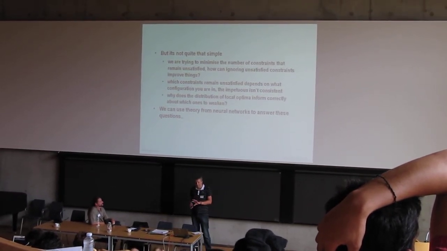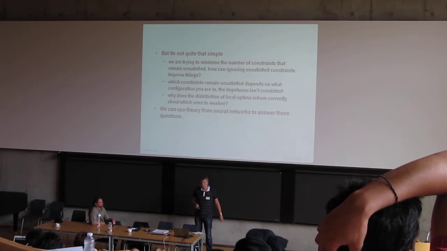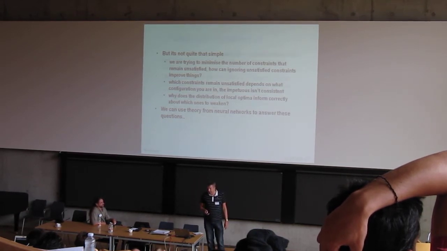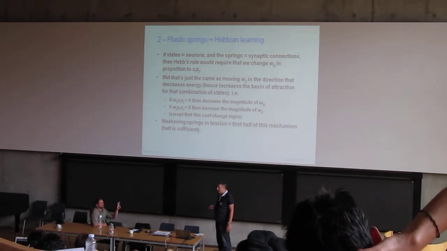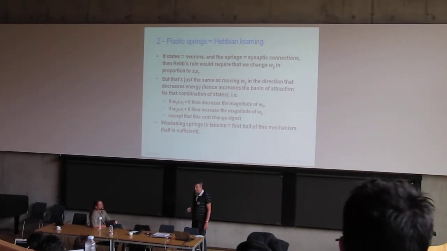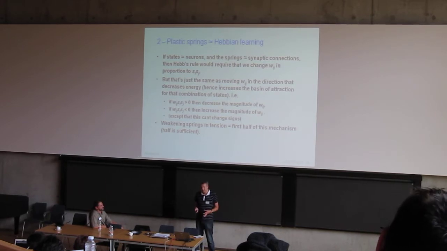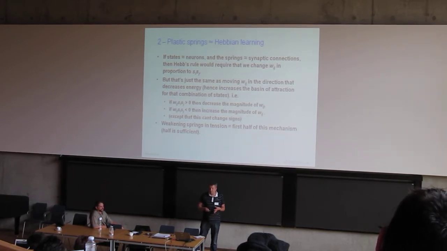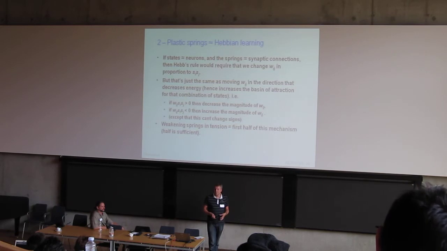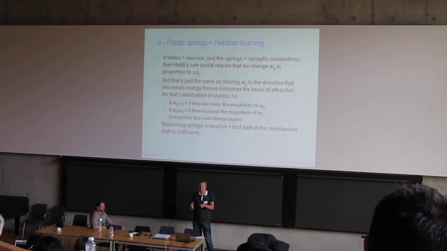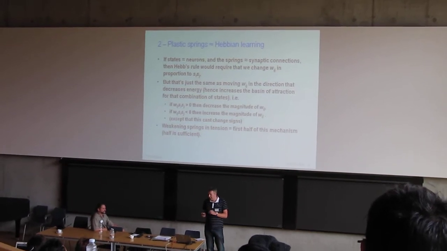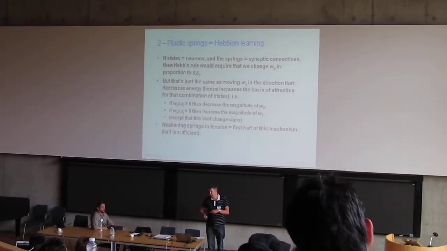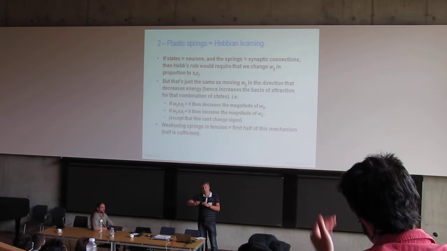So we can understand how this works using theory from neural networks. And that's because plastic springs basically do Hebbian learning. So Hebbian learning in neural networks says that we should change the strength of the spring in proportion to the product of the states. So if the two states are the same, we should increase the strength of the synaptic connection, and if they're different, we should decrease it. In this system it's the other way around, because the springs are keeping things apart.